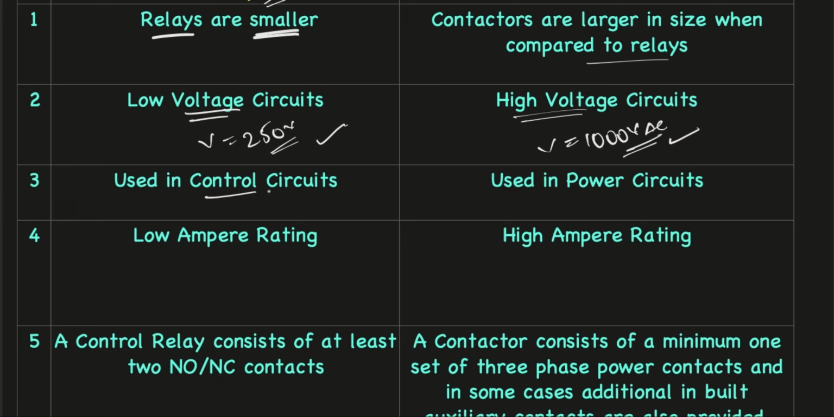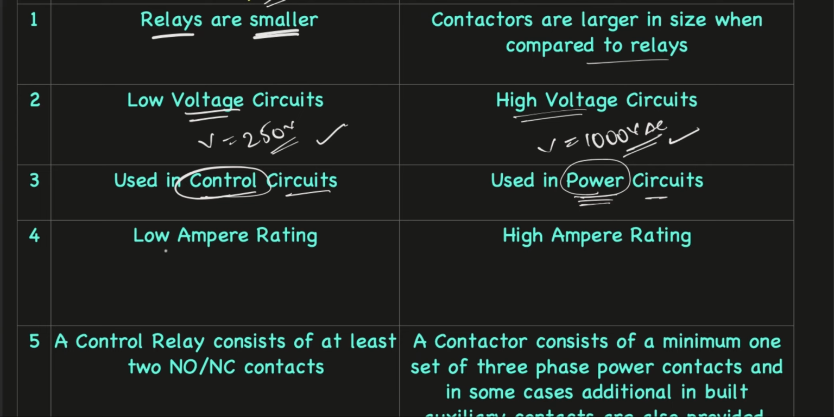Relays are used in control circuits and contactors are used in power circuits. As they are operated on low voltages, these relays are mostly used in control circuits, and as contactors are operated on high voltages, they have high power switching capacity. So they are used in power circuits.